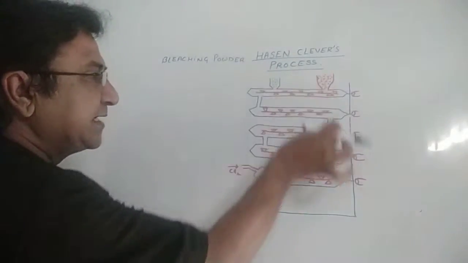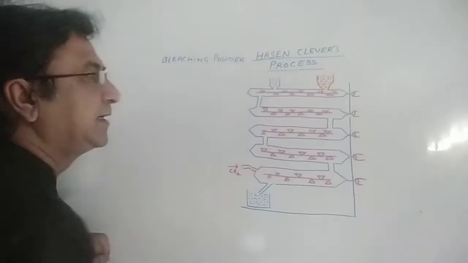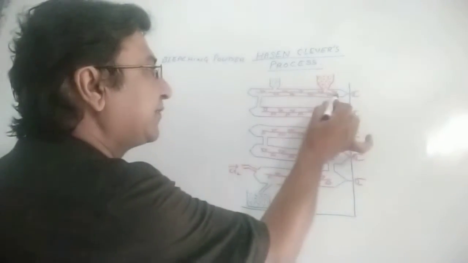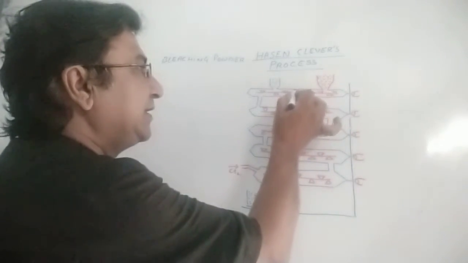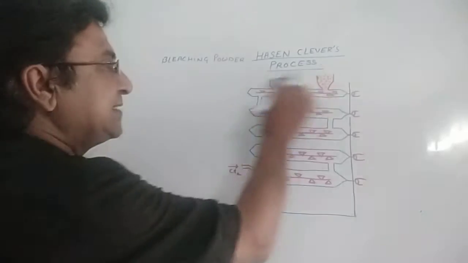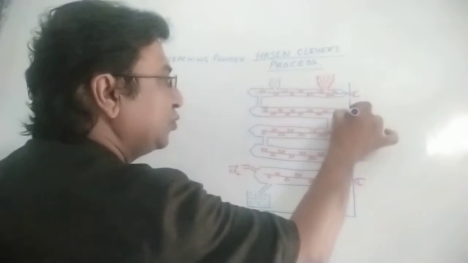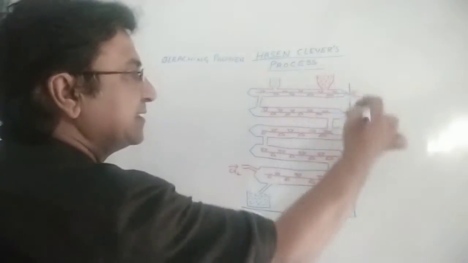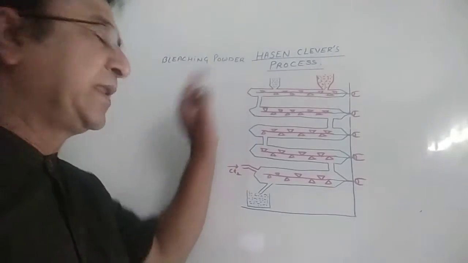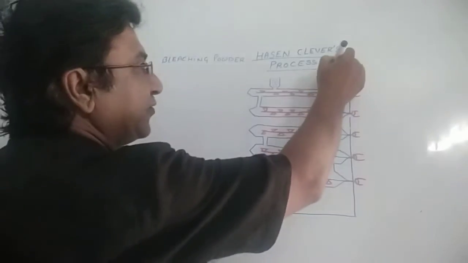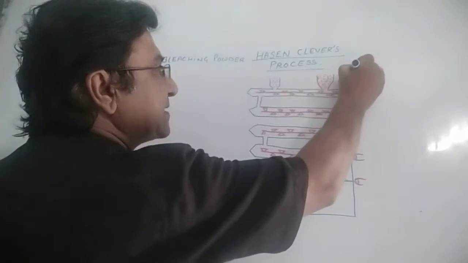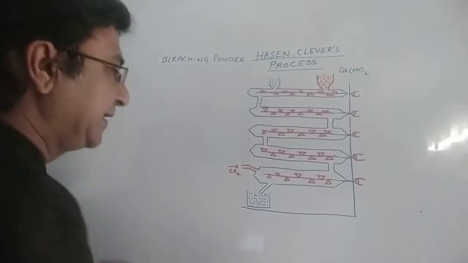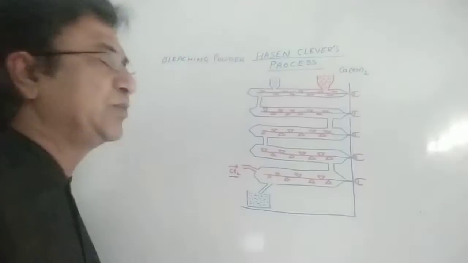These are metallic cylinders interconnected to each other, in which a rotating shaft, a rod-like shaft, is there, having blades alternatively connected to each other, and each shaft is connected to a separate motor. The motor works to rotate these blades with the shaft, right? Now from the upper side, slaked lime, that is calcium hydroxide, is added into these cylinders, right? And from the lower end, chlorine is passed continuously.